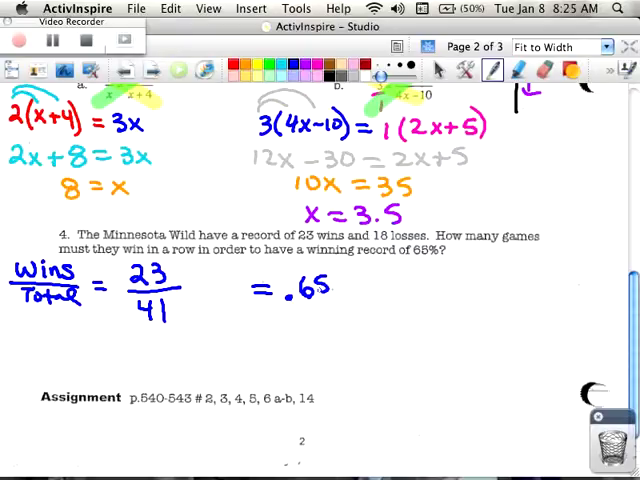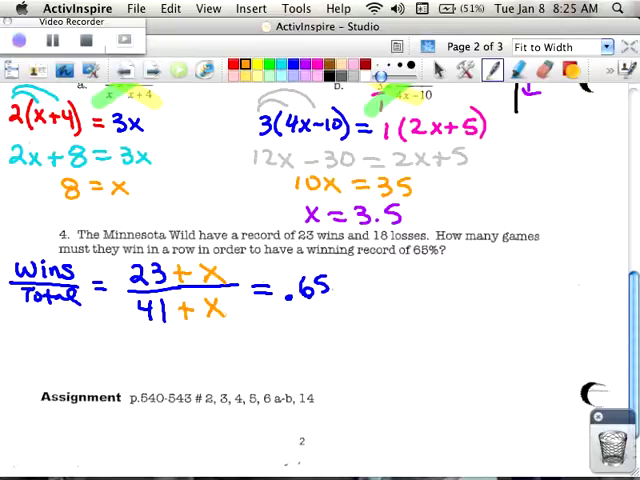But I'd also have to do the same thing to the bottom, because that means the total went up by 5 more as well. Get what I'm saying? Wins went up by 5, as well as the total going up by 5. So in order to figure this out, you have to add a certain number of games that they win in a row to both the wins and the total. And that's what makes this problem similar to the ones we were just talking about, is now we have 2 rational functions equal to each other, or in other words, a proportion.